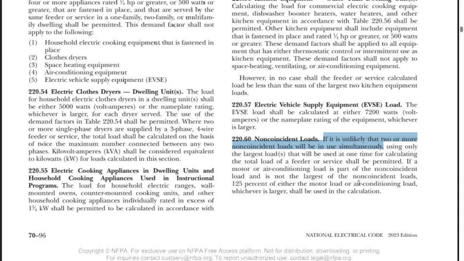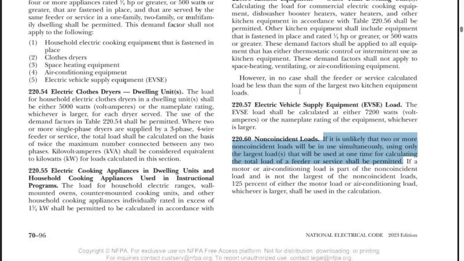You will use only the largest loads that will be used at one time for calculating the total load of the feeder or service. If a motor or air conditioning load is part of the non-coincidental load, and is not the largest of them, that gets a little bit too complicated, 125%, so let's not go that far. So here is as far as we go. All right, make sure you have that highlighted.